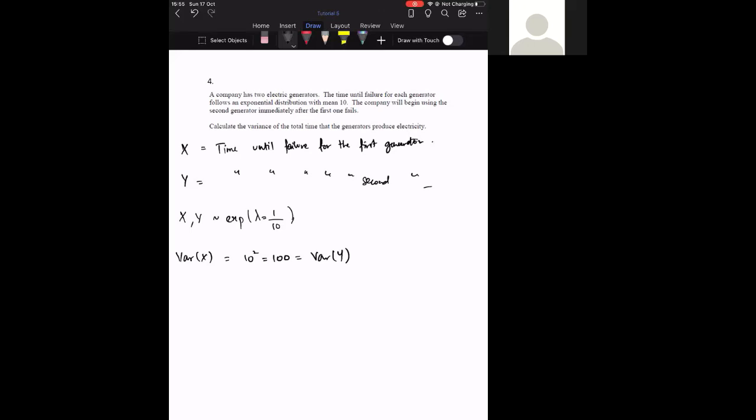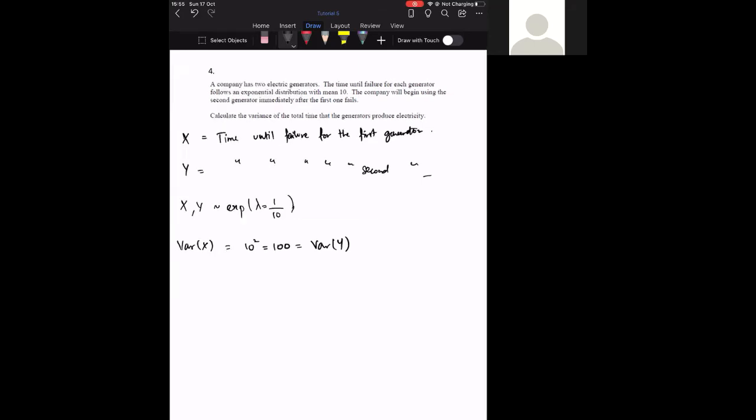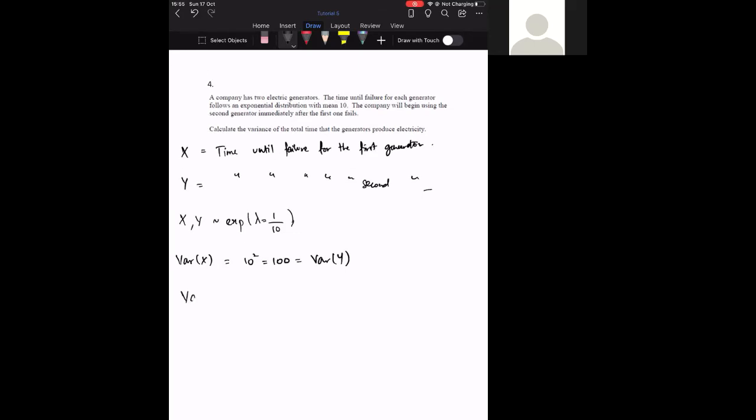Now we can see from the question that both the generators are independent. So we're looking for the variance of X plus Y. Generally speaking, this is variance of X plus variance of Y. Was this minus or? I think it was. Let me just confirm.